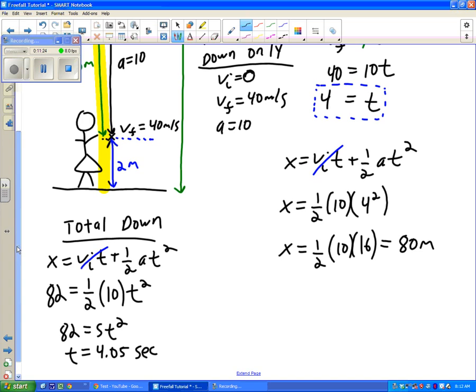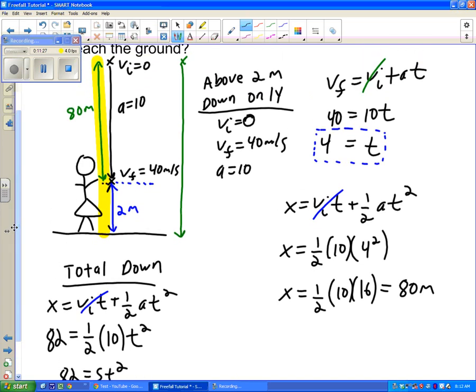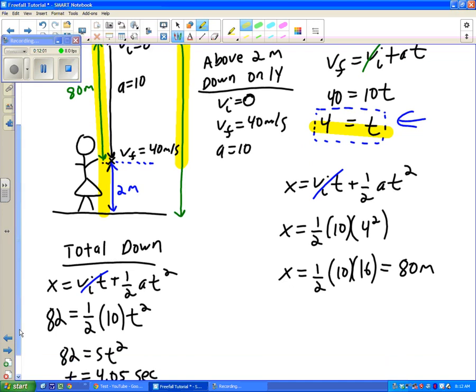All right? So we're almost there. We have the time from the very top to the very bottom. We also have this 4 that we've been saving over here as the time from the top. This 4 is the time from the top to the blue line, to the 2 meter line, which is also a mirror image of from the blue line up to the top. So right now we need that. We need that 4 seconds from the blue line to the top, and we're going to add it to that 4.05, which is the total down, to find the total time.